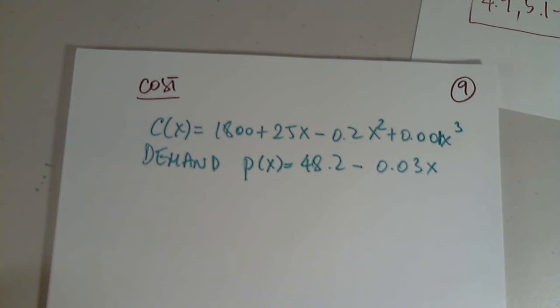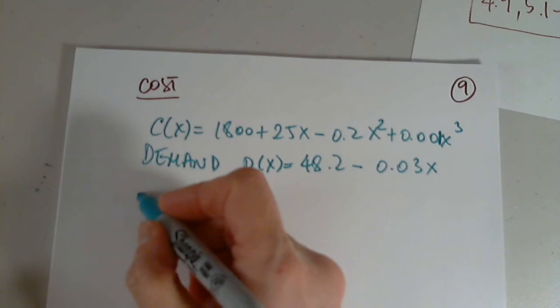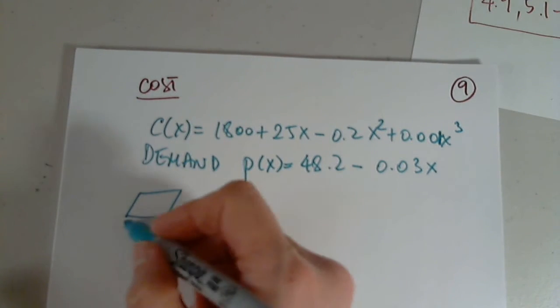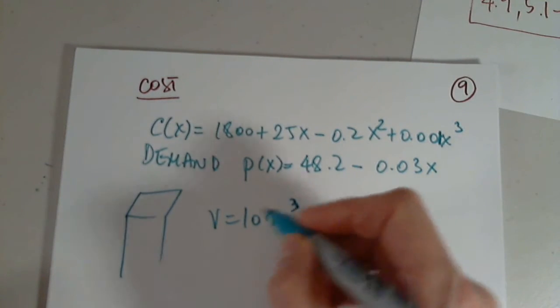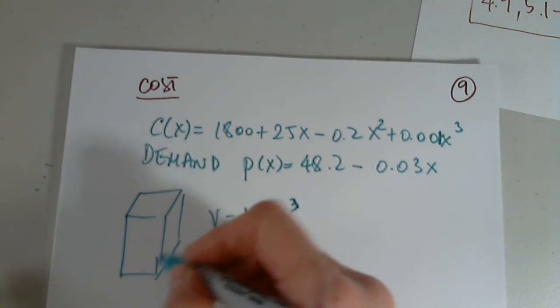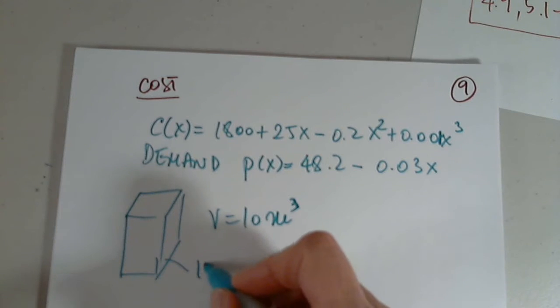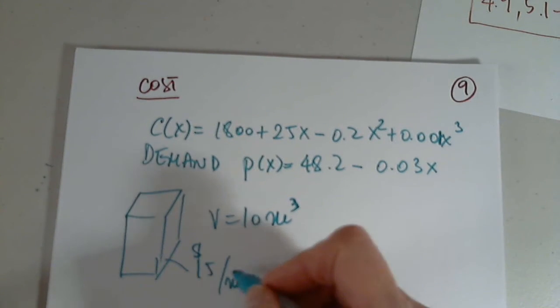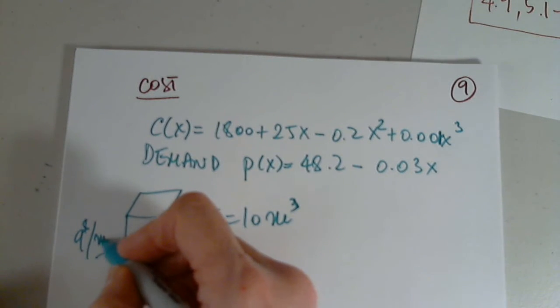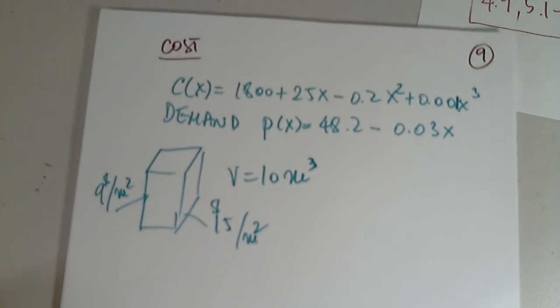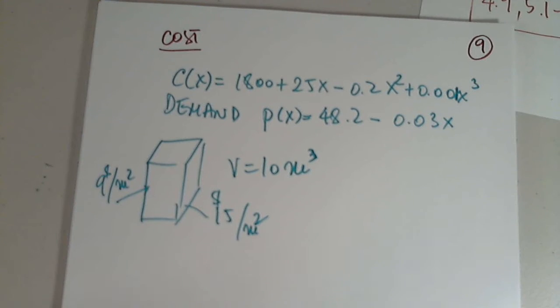Okay, it says a rectangular storage container without a lid is to have a volume of 10 meters cubed. The length of its base is twice the width. Material for the base costs $15 per square meter. Material for the side costs $9 per square meter. Find the cost of materials for the least expensive quantity. Okay. I thought we did this one, but maybe not this one. Maybe something similar.